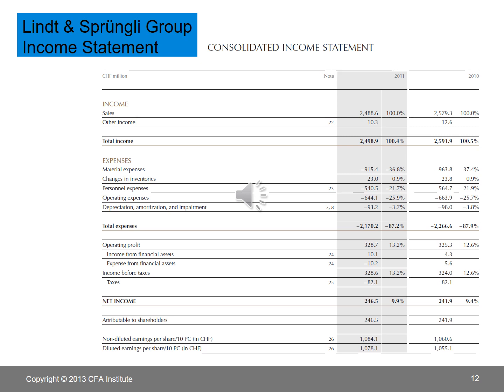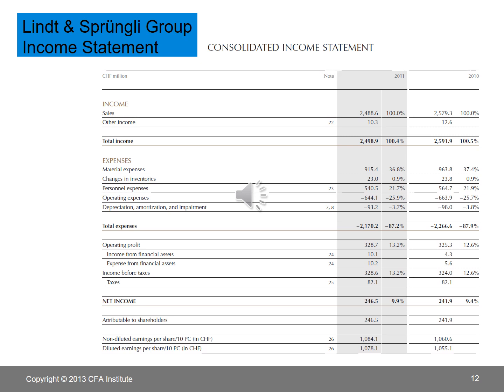Here is another example for you. Again, back to Lindt & Sprüngli Group. This is their consolidated income statement from 2011. Again, we're looking at it to compare and contrast with what we've seen for Hershey. Here, you'll see that Lindt had two sources of income. They had sales of 2,488 million, and other income of 10.3 million Swiss francs. After subtracting operating expenses, Lindt had operating profit of 328.7 million. Note that this item is income before interest and taxes, the one we talked about earlier, or earnings before interest and taxes, which is the EBIT.